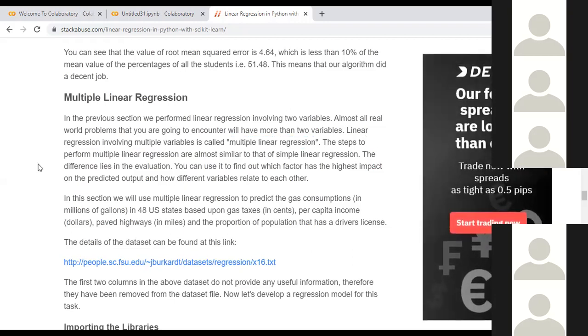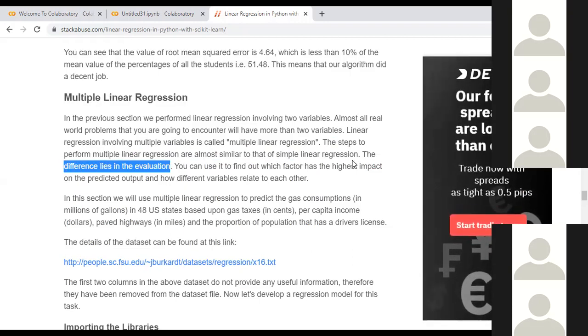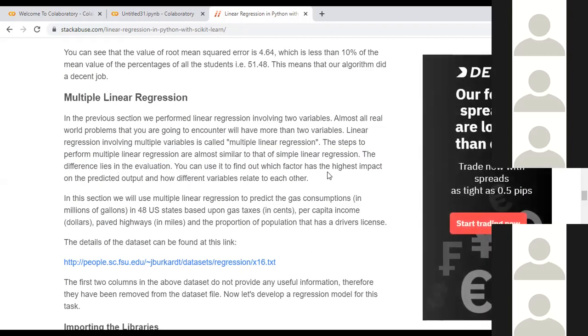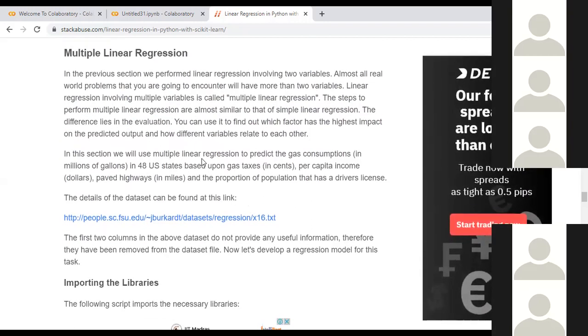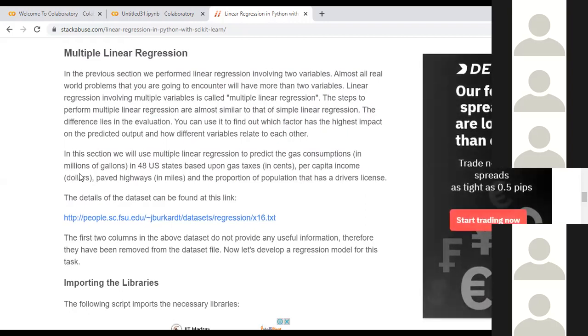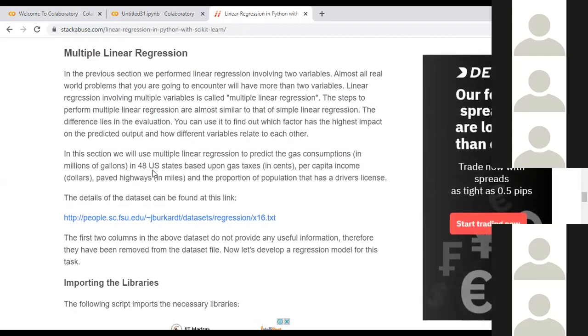The steps to perform multiple linear regression are almost similar to those of linear regression. The difference lies in the evaluation. In evaluating the model, between simple linear regression and multiple regression, there lies the difference. You can use it to find out which factor has the highest impact on the predicted output and how different variables relate to each other. In this section, we will use multiple linear regression to predict the gas consumption in millions of gallons in 48 US states based upon gas taxes in cents.